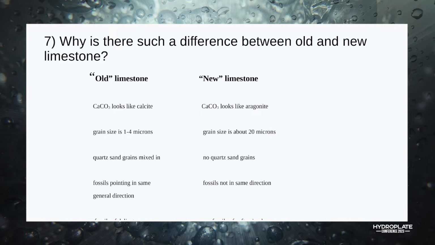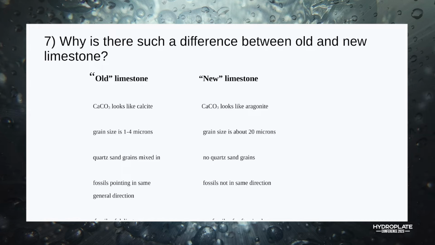7th, why is there such a difference between old and new limestone? By old limestone, we mean like the Grand Canyon. New limestone is places where it's obviously more recent, very post-flood, maybe only a few thousand years old. So in the old limestone, we have the calcium carbonate looking like calcite, very small grain size, quartz sand grains mixed in, fossils pointing in the same direction, like the famous nautiloid layer where a lot of these squid-like things are lined up the same direction, and fossils of delicate soft-bodied animals like jellyfish or crinoids.